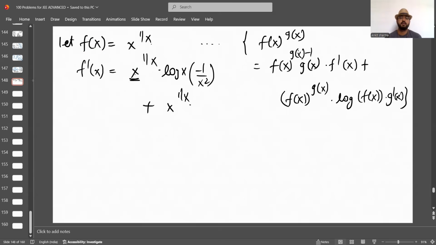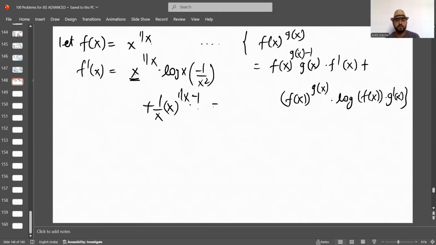The derivative of 1 over x would be x at the bottom, and this will be minus 1. So that's what I get. So over x, this has to be x to the power 1 over x.